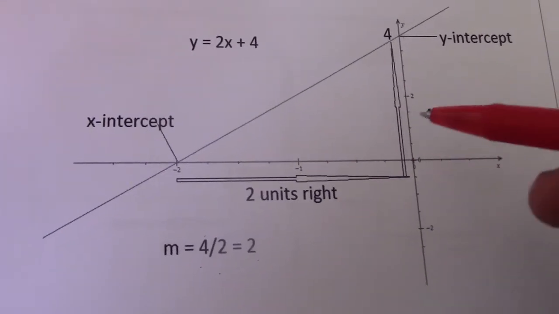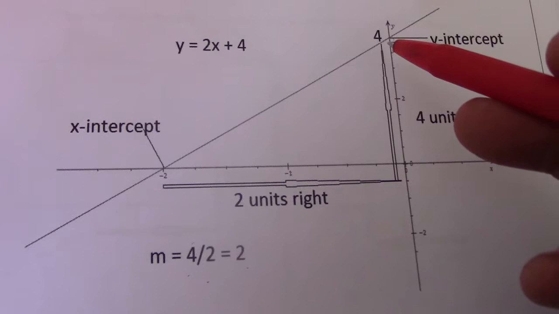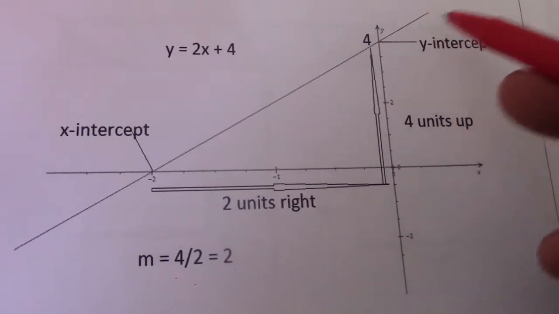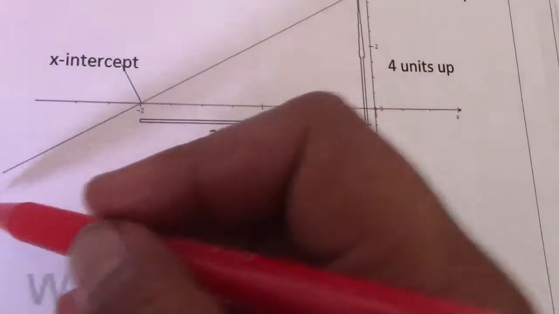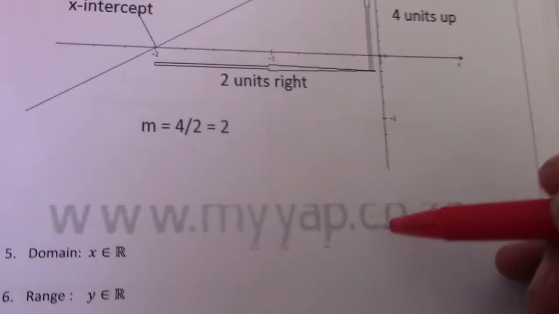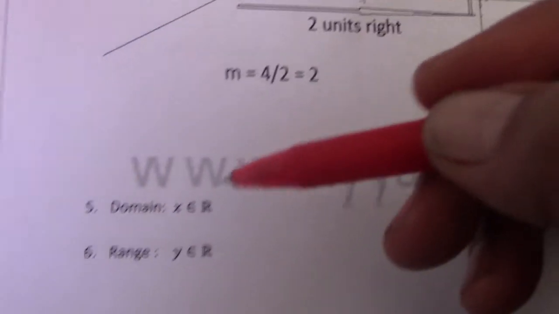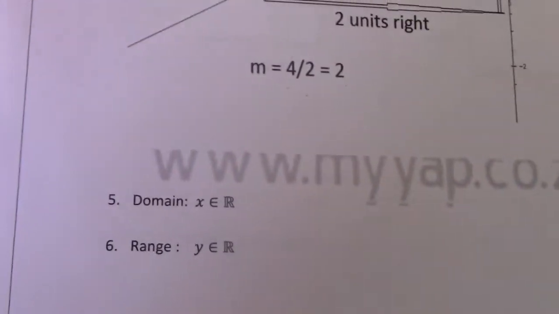If you look at the range, y, that graph goes past that point up. As this graph continues, the y value continues increasing. As the graph decreases here, the y value continues decreasing, so it will touch all the y values. Therefore, y is an element of real numbers.